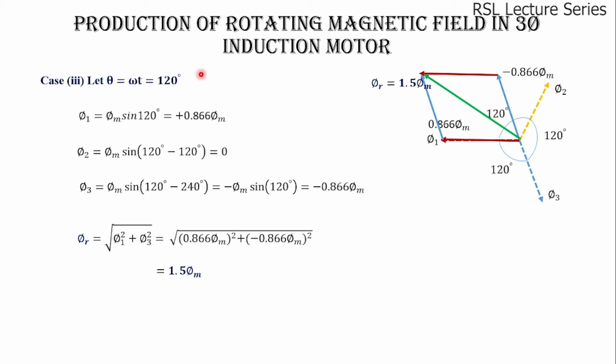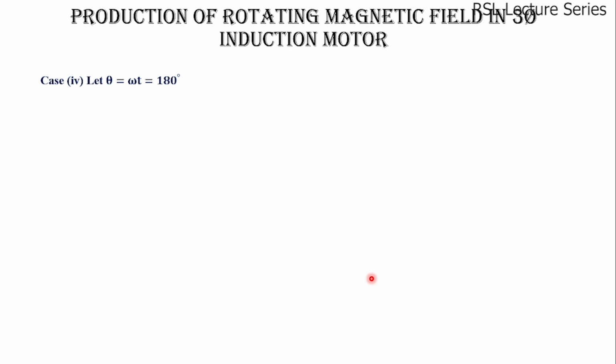Okay, so each and every time if we vary the value of theta, the resultant flux phi r keeps on shifting by the angle that we have assumed. Okay, we have assumed the angle at an interval of 60 degrees, so it is shifting by an angle of 60. So if we have assumed some other angle, say 40, it will shift by an angle of 40 degrees at each assumed interval. Okay, so thus the resultant flux is rotating in nature, its magnitude remains the same. Okay, so now we'll derive for case 4, theta is equal to 180 degrees.